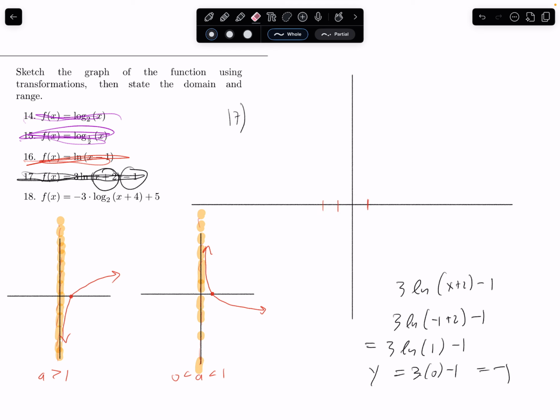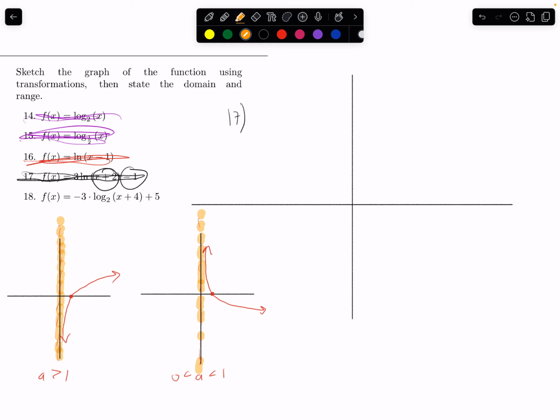Okay, let's clear our graph. One more to go, guys. Almost there. Okay, so what do we got here? We got another positive bigger than 1. So again, we're in this left case.